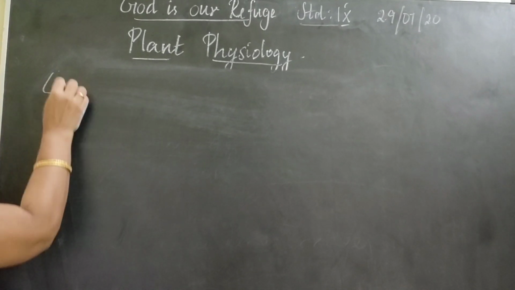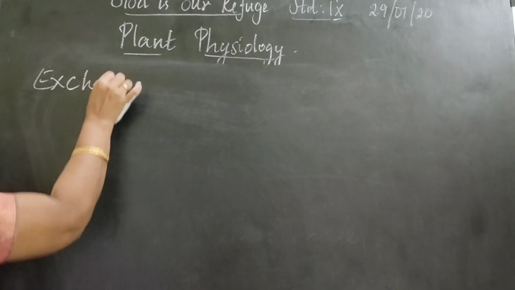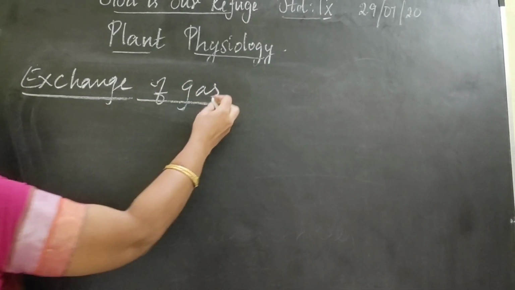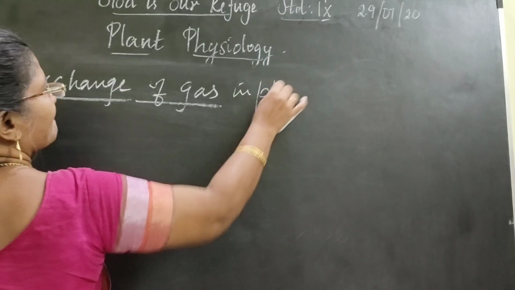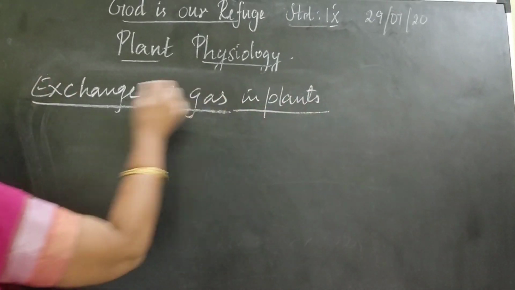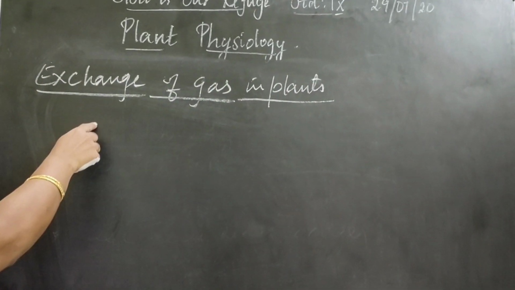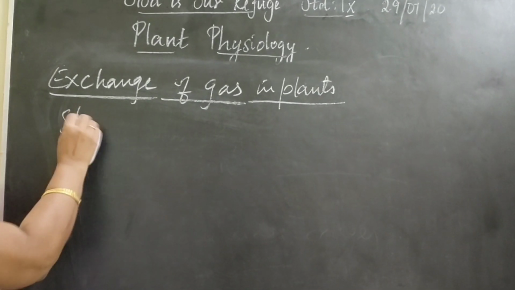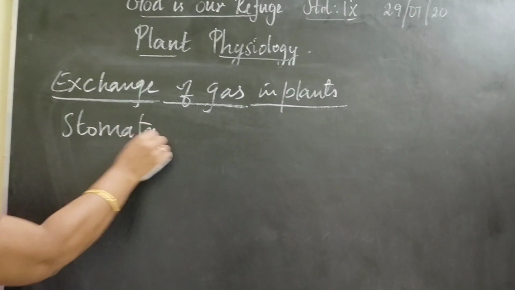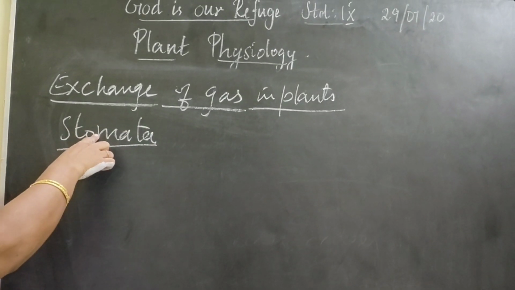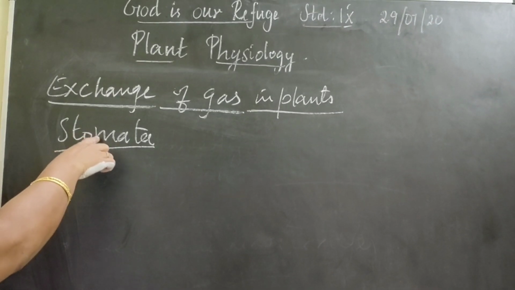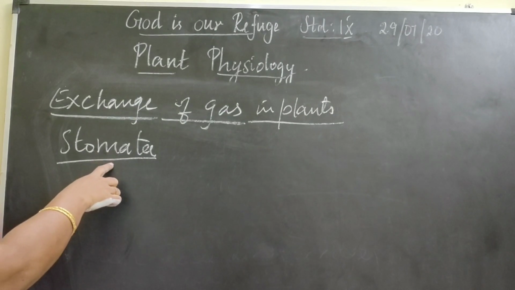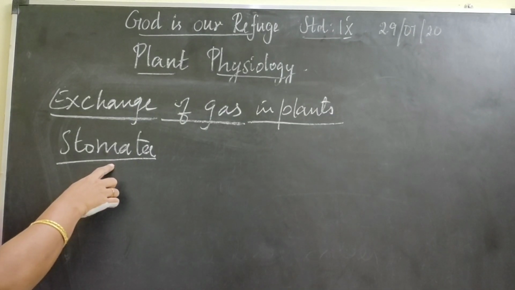Now let us see the exchange of gas in plants. Listen, children, how does the plant get air? The leaves have minute pores called stomata, through which the exchange of air takes place. These minute pores can be seen through a microscope. Air exchange takes place continuously through the stomata.